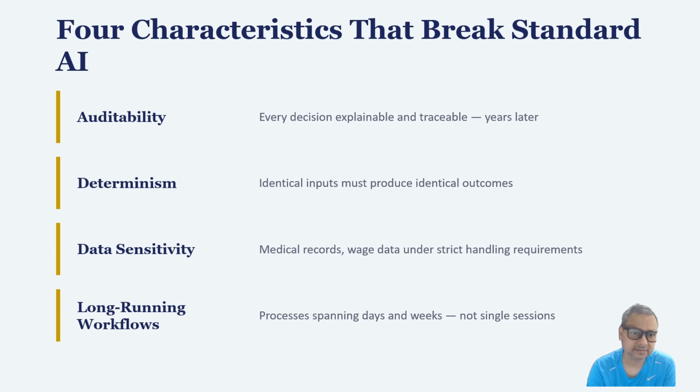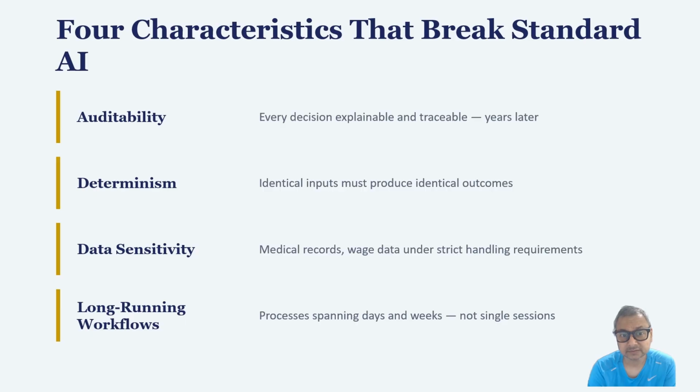Third characteristic is data sensitivity. These workflows involve medical records, wage data, and employment histories, each subject to distinct regulatory requirements. Not all data can be transmitted to a cloud-hosted model. Some must remain on-premises. The framework must make intelligent routing decisions, not direct all data to a single location.